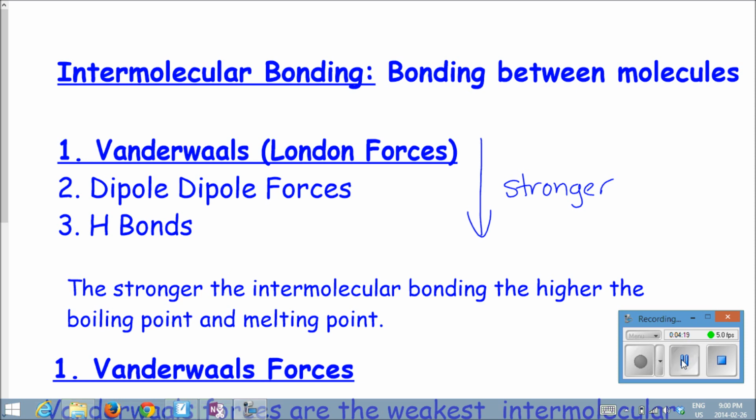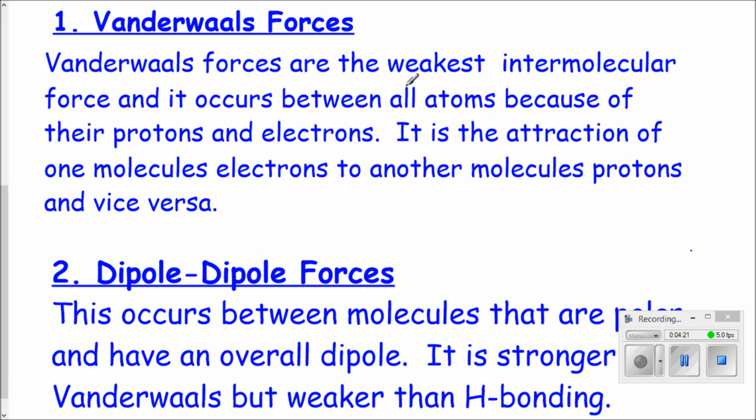Let's talk about van der Waals. So van der Waals is the weakest intermolecular force, and occurs between all atoms because of their protons and electrons. All molecules have positive charges and negative charges, and most of the time they're attracted just to each other within that molecule, but every once in a while different molecules have protons and electrons that are attracted to each other. Let me explain what I mean.